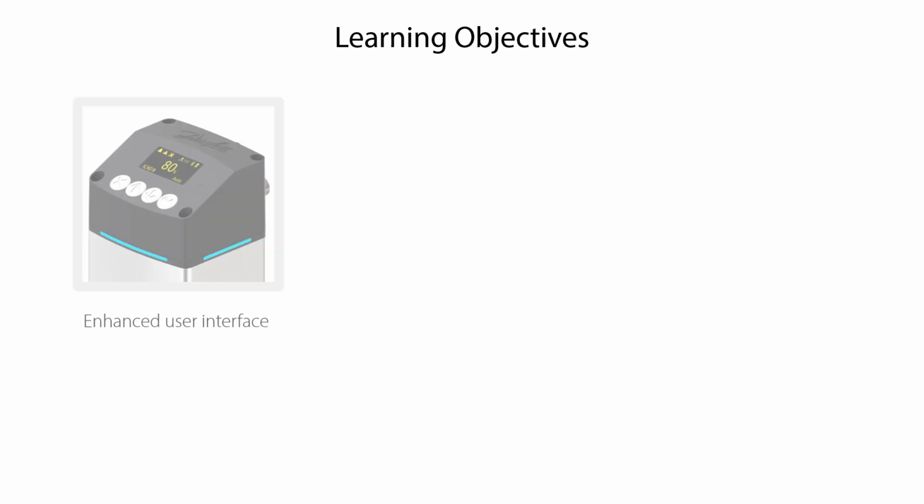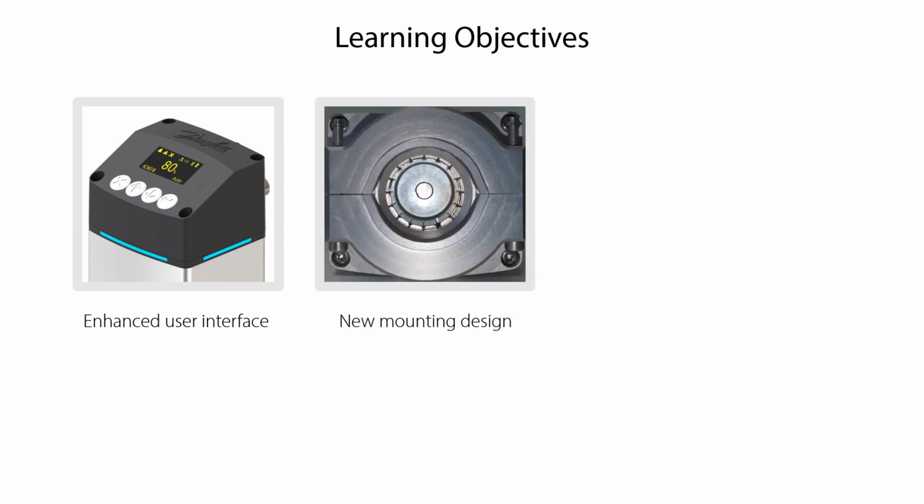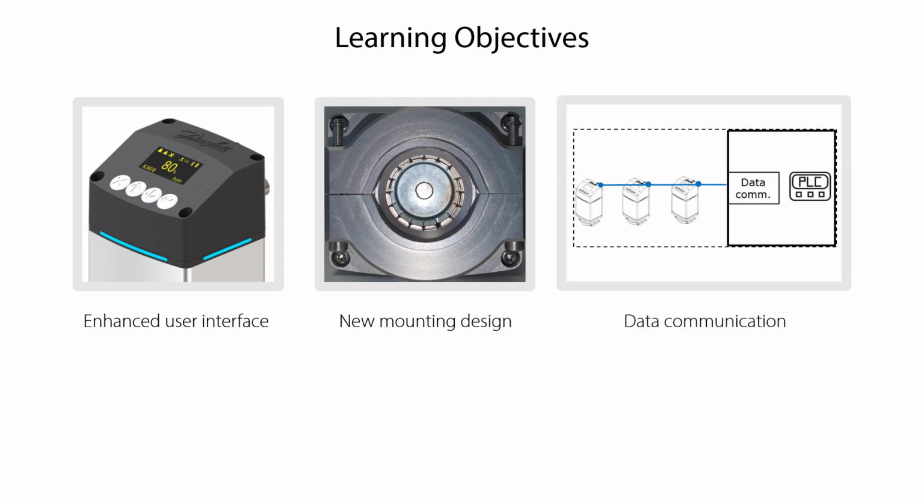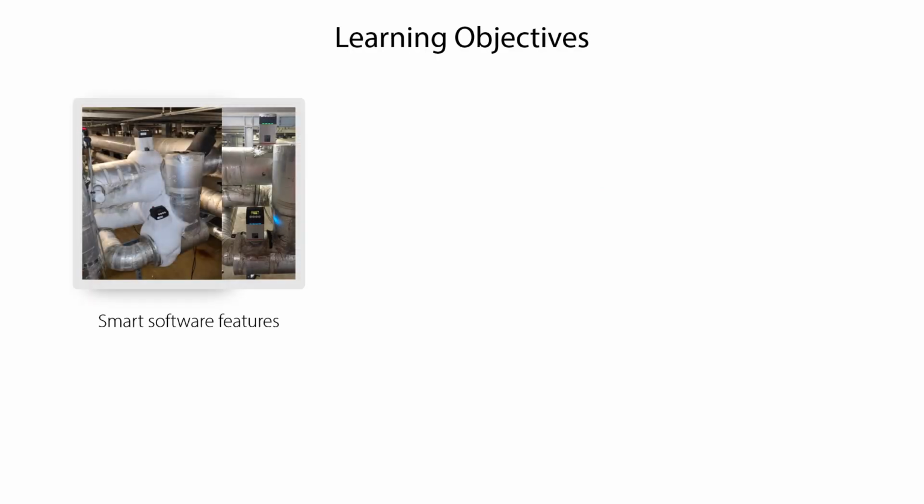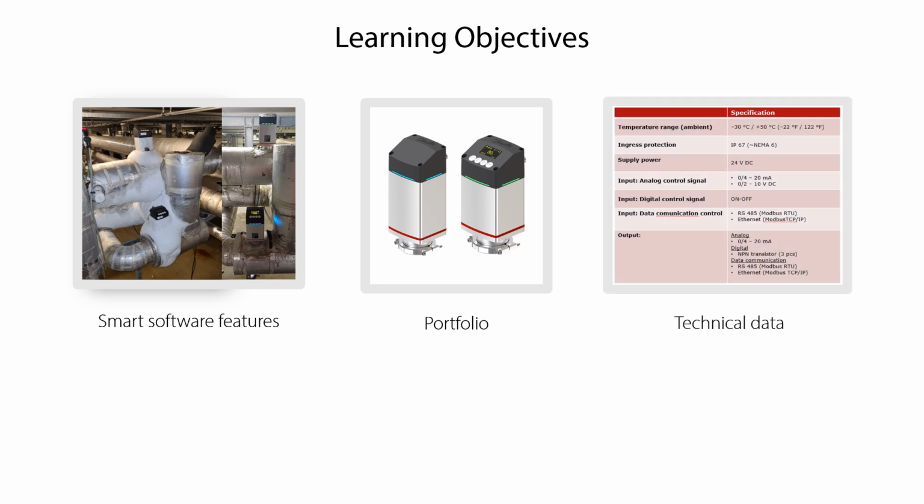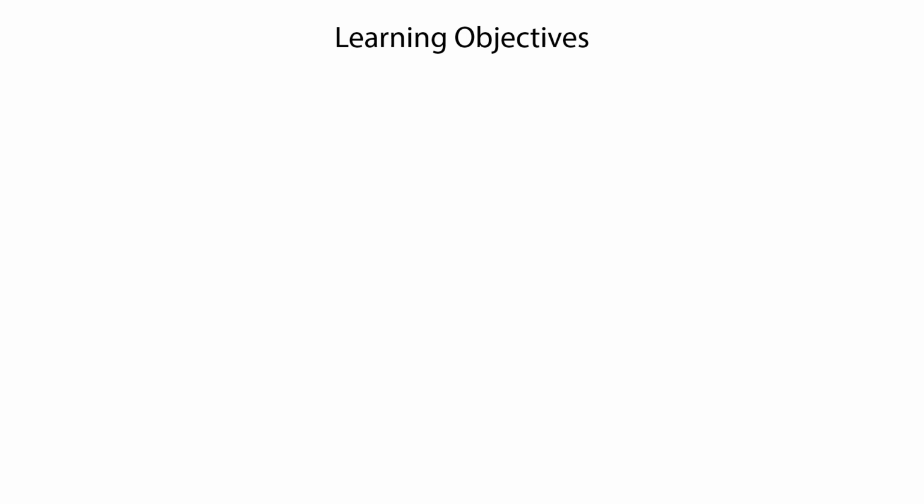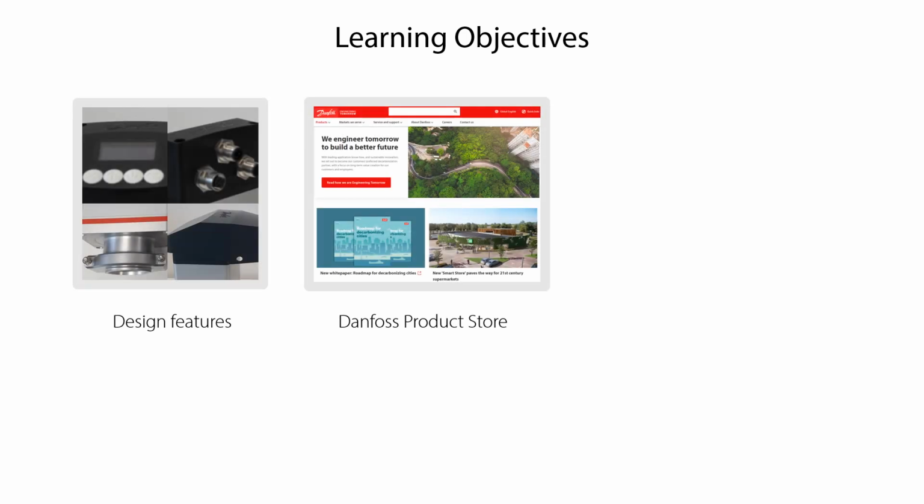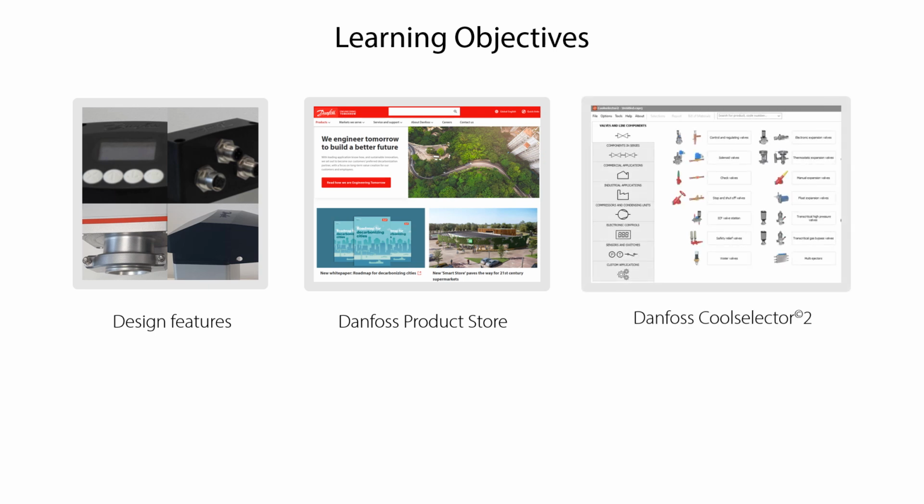Therefore, we will show you the enhanced ICAD B user interface with multiple options for easier setup and adjustment. The new ICAD B mounting design for easier and faster mounting and dedicated for low temperature applications. The ICAD B data communication options for easier integration into control systems. We will also show you the ICAD B smart software features, the ICAD B portfolio, the ICAD B technical data. Finally, we will show you the ICAD B design features and where to find more information in the Danfoss product store and the Danfoss CoolSelector2 selection software.